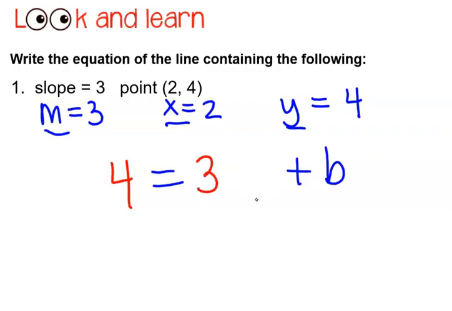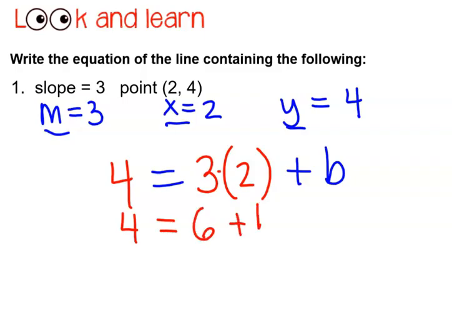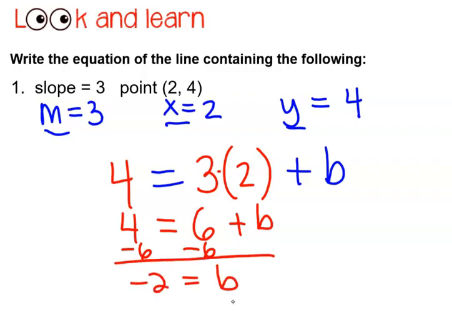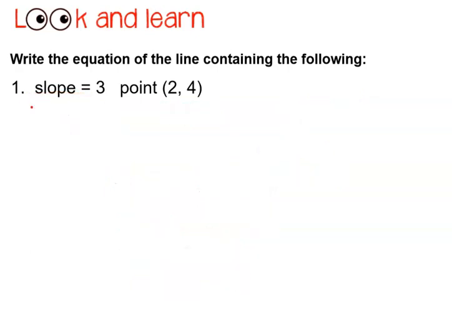Now when I erase the x, I'm going to replace it with parentheses first because these numbers multiply each other, and the x value is 2. I'm going to compute 3 times 2, and then I'm going to solve for b. Now I know that my b value is -2 and my m value is 3.